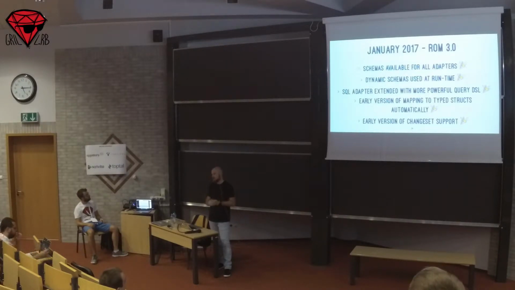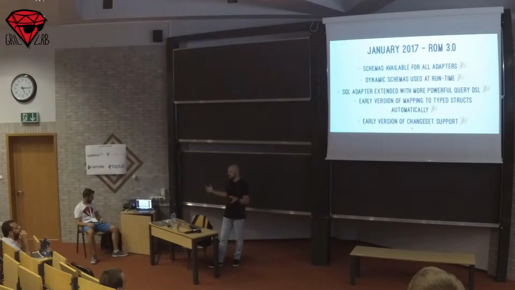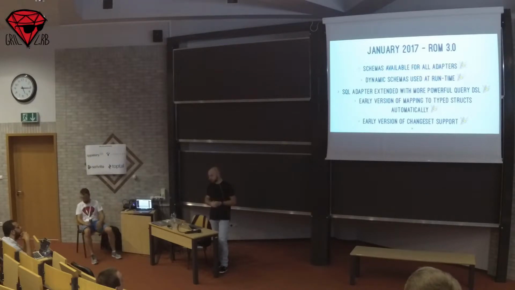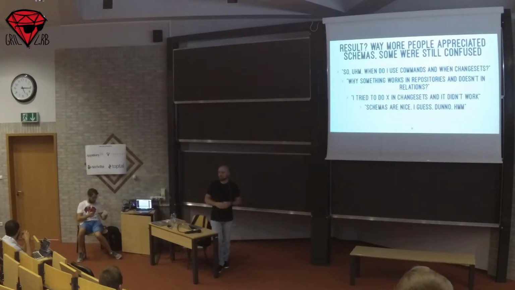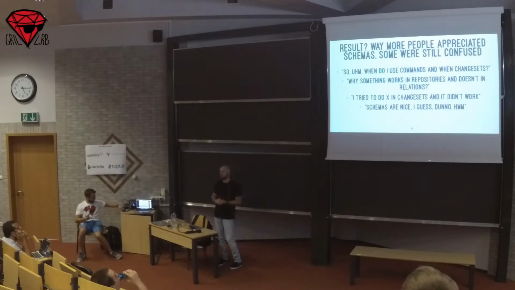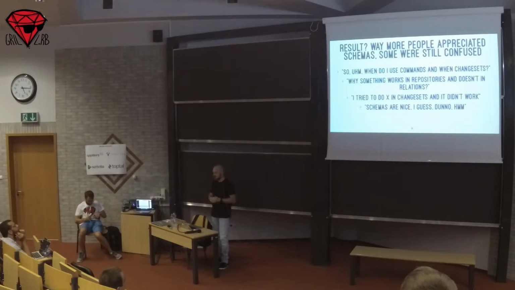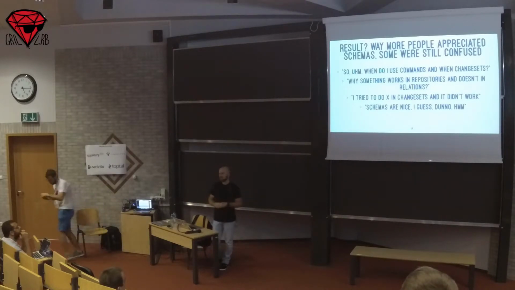And we added an early version of something that we call auto mapping, which means that we can map any kind of data coming from a database into struct objects, which are just simpler to work with than plain hashes. And we also introduced change sets, which was like a completely new idea. And again, big release, a lot of important stuff. And the results, people still a bit confused. Some people appreciated new features, but still a lot of reactions were like, well, okay, this is cool, but I don't know, why do I want to use change sets now? And what's the deal with repositories giving some features that I cannot use in other places?